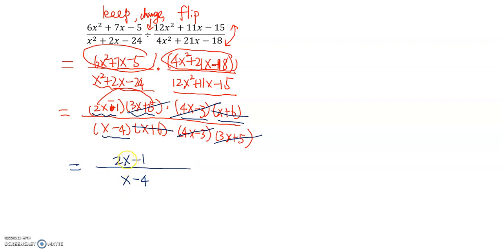Again, we cannot cancel this x and that x because this x is not a factor. It's just a term. It's a factor of 2x, and 2x is a term of the top. So x is not a factor of the top, and this x is not a factor of the bottom either. So we just leave it as it is. This is the final answer.